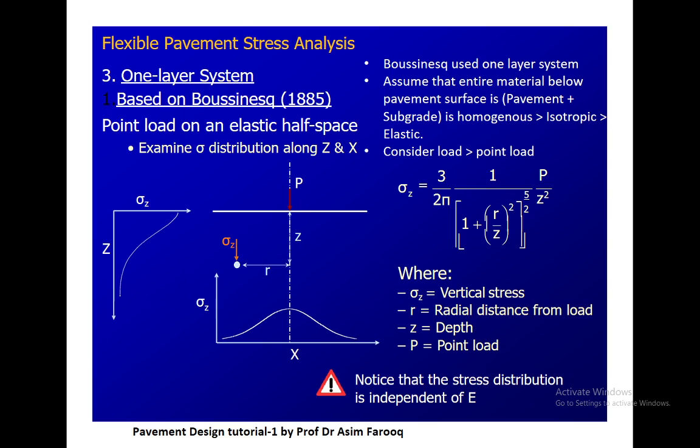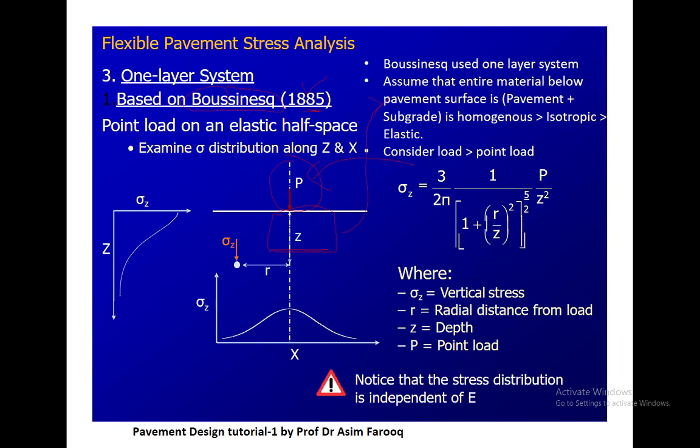Now we will talk about the one layer system, which was determined in 1885. According to that system, the point load on an elastic space was assumed, and the entire material below that specific loading is homogeneous and isotropic, as well as elastic in nature. But the only point here, which you can call the negative aspect of the Boussinesq equation, which was determined in 1885, is that he considered the load as a point load.